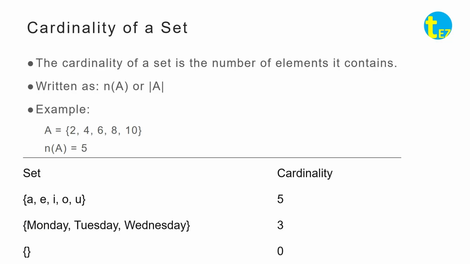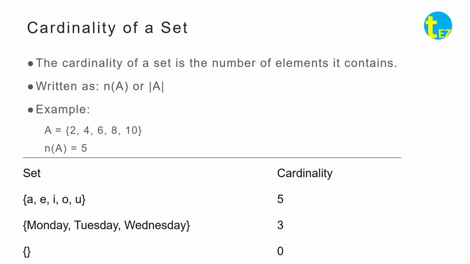Let's look at some more examples. The set of vowels has 5 elements, so the cardinality is 5. The set of days in a week has 7 elements, so the cardinality is 7. Cardinality helps us to describe how big or how small a set is. It's very useful.